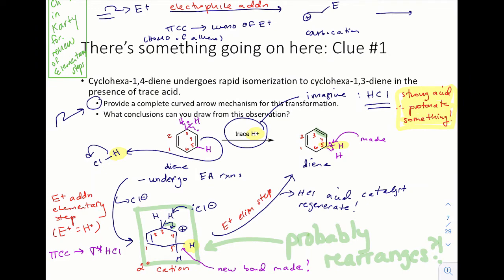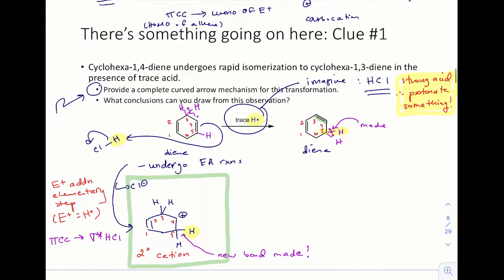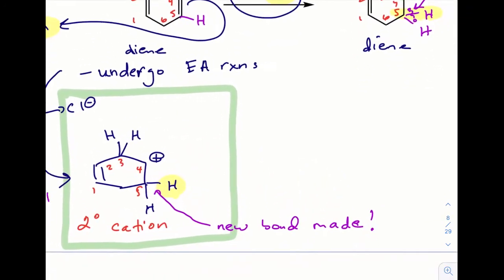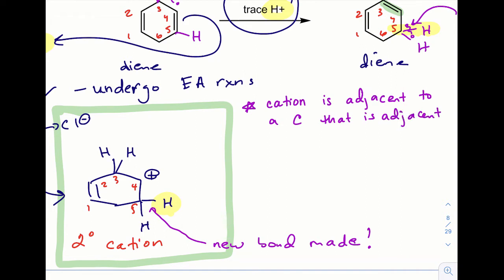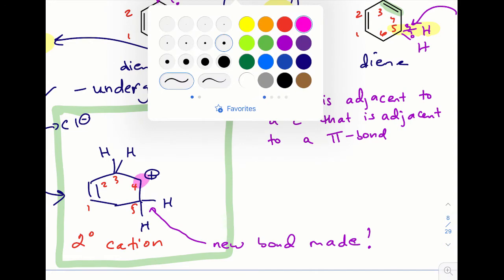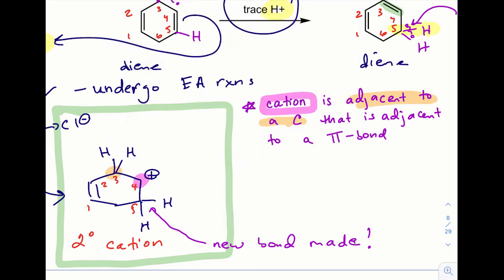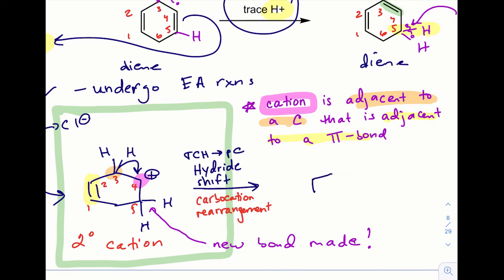What? Why? How? Let's give it a shot. So here's that cation, and this cation represents one of the patterns for when we should look out for carbocation rearrangement. The cation is adjacent to a carbon that is adjacent to a double bond. Oh my gosh. The cation is adjacent to a carbon that itself is adjacent to a double bond. So if a hydride shift occurs, a more stable cation is formed.